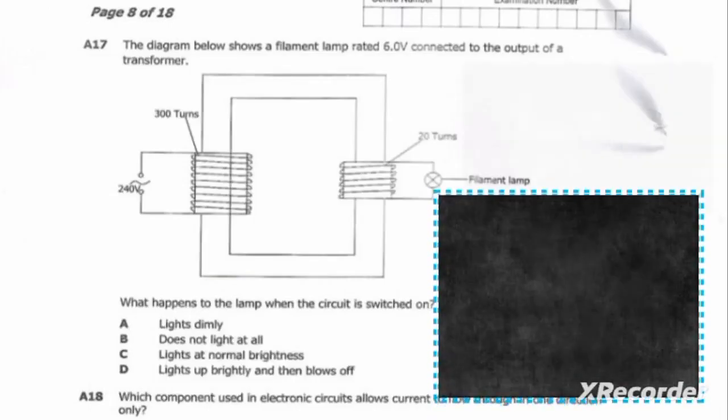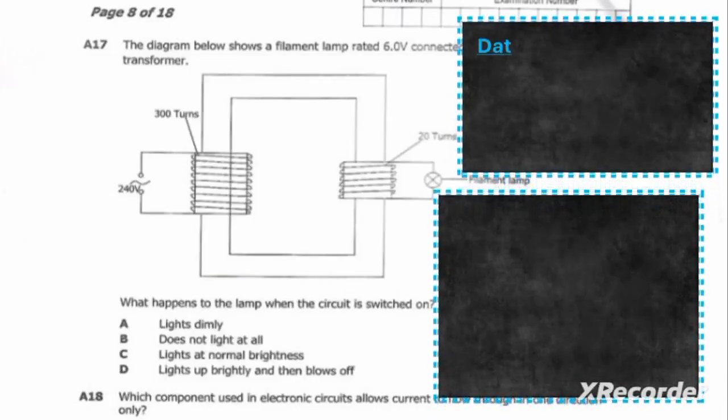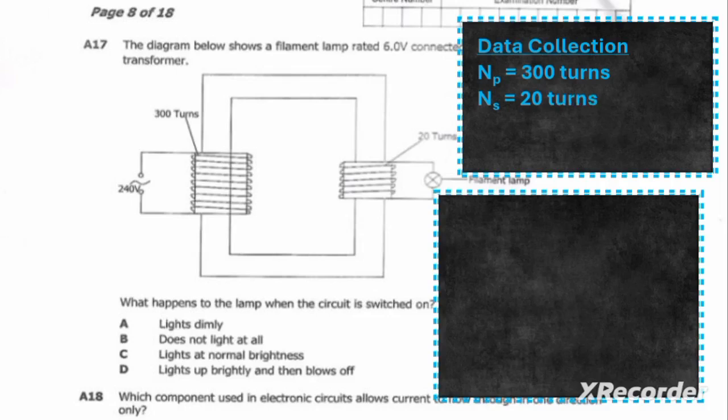So let us find the voltage. So to find the voltage, we come up with the data. What have we been given? The number of turns in the primary coil has been given, which is 300 turns. The number of turns in the secondary has been given, which is 20 turns. The voltage in the primary has been given, which is 240. The voltage in the secondary is what we are looking for.